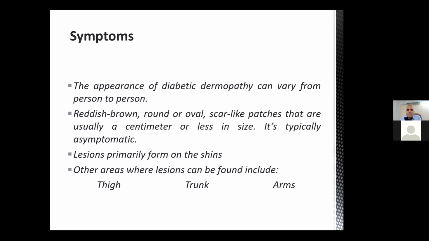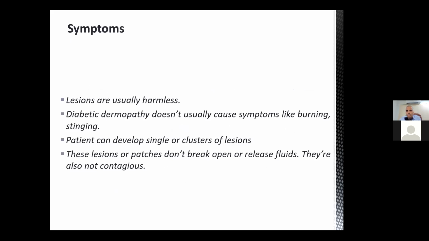It can be reddish brown, round or oval, scar-like patches, usually small in size, multiple. In the common garden variety, you get to see about 5 to 10 on both legs put together. Only when you inspect the legs for pedal edema or peripheral circulation do you see them, and that is when the patient also notices the lesions for the first time, primarily on the shins, but rarely they can be seen over the thighs, arms, and trunk also.